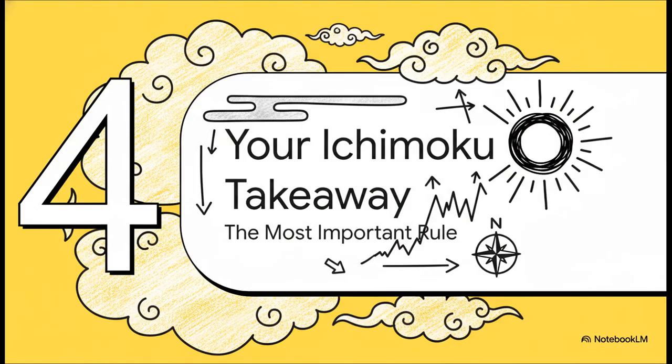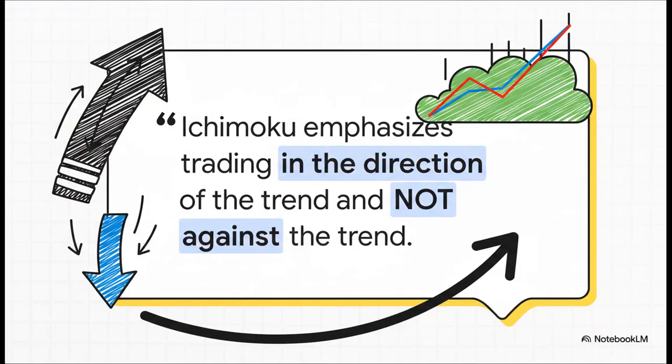All right, as we start to wrap this up, I want to leave you with the single most important rule of the Ichimoku system. If you forget everything else, please remember this one thing. At the end of the day, this is a trend-following system, period. Full stop. Its entire reason for existing is to help you figure out which way the river is flowing so you can swim with the current, not against it. Ichimoku is all about keeping you on the right side of the market's momentum.